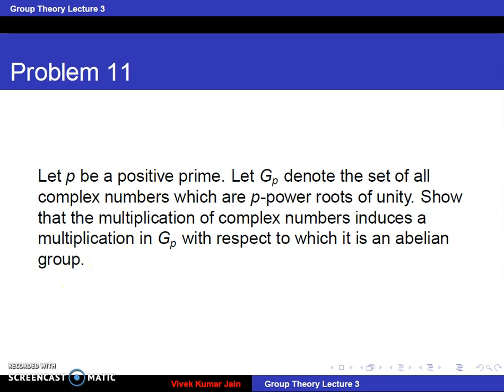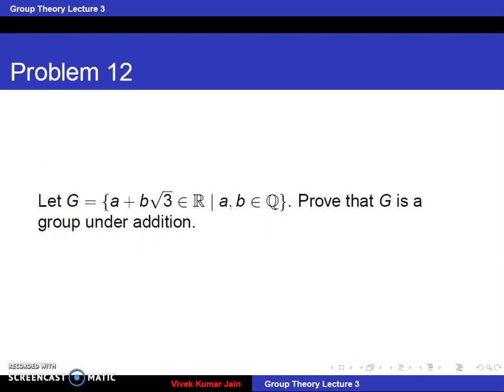Now problem number 11. Let p be a positive prime and G_p denote the set of all complex numbers which are p-power roots of unity. Show that the multiplication of complex numbers induces a multiplication in G_p with respect to which it is an abelian group. Now problem number 12. Let G equal a + b√3 belonging to R such that a, b belong to Q. Prove that G is a group under addition of real numbers.